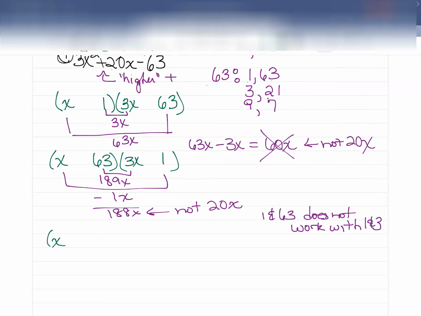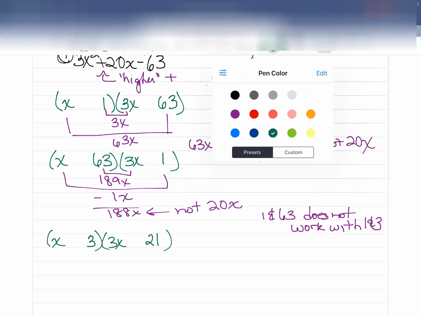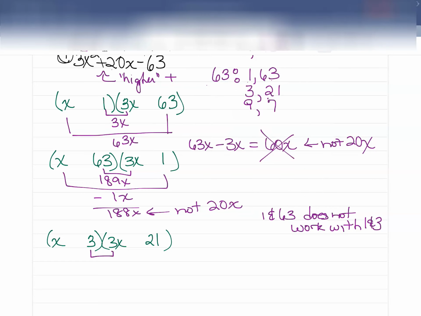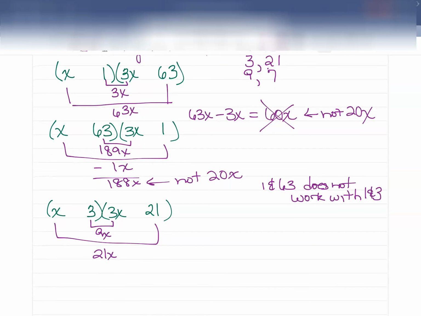So now let's try another set. Notice I copied down the x and the 3x for the 2 fronts, and now I have to figure out the back. So let's try 3 and 21. So I put down the 3, I put down the 21. 3 times 3x would give me a 9x. X times 21 would give me a 21x. If I subtract those, I'm not going to get my 20.